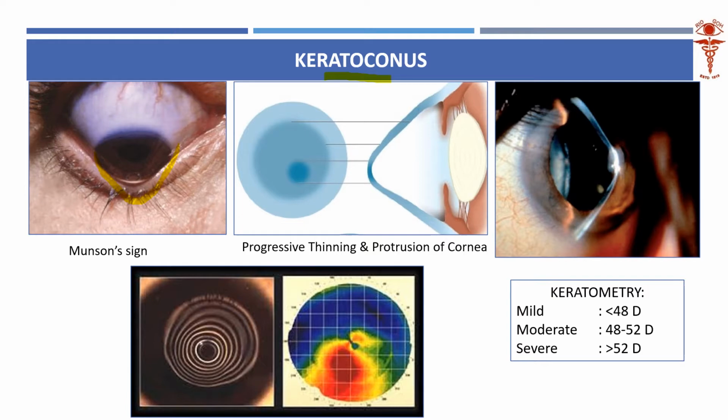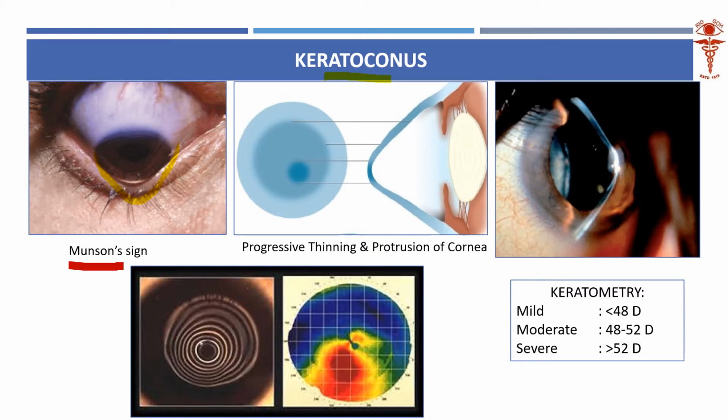Because the cornea is very conical, if you stand behind the person, tilt the patient's head and see the lower lid, the lower lid will have a notching because of the bulging of the cone of the cornea, and that is called Munson's sign. This Munson's sign shows the conical protrusion of the cornea. It's an important sign. You can see that conical protrusion.